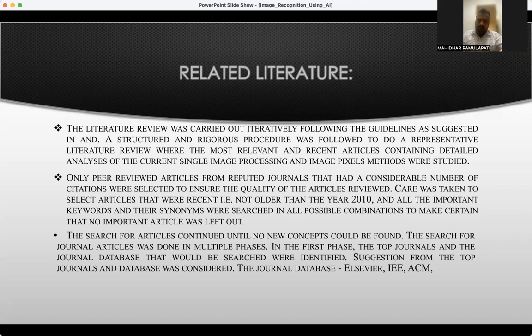2010, and all the important keywords and their synonyms were searched in all possible combinations to make certain that no important articles were left out. The search for articles continued until no new concepts could be found. The search for journal articles was done in multiple phases. In the first phase, the top journals and the journal databases that would be searched were identified. Suggestions from the top journals and databases were considered. The journal databases were Elsevier, IEEE, Asia.